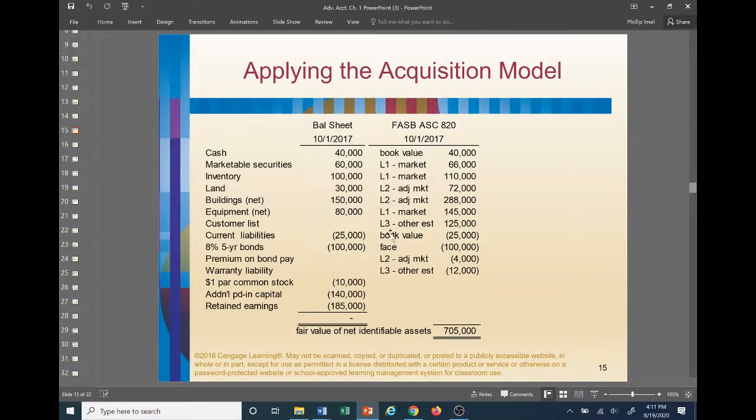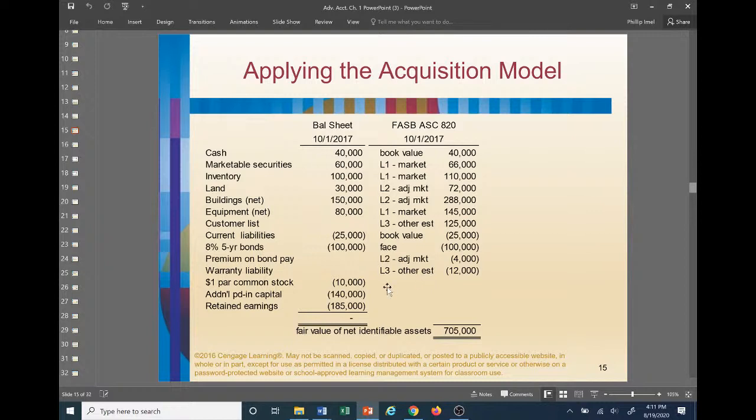The building, same as if it doesn't exist, if it's not actively traded, or if there's not anything that we can compare it to within another market, then we use our own entity's or management's best assumptions as to what the estimate of fair value would be. Level 3 is the lowest level estimate, based upon the acquiring company's view of what they think it would be. Current liabilities, same thing, book value. The face value for the bonds and the premium on bonds payable, once again, level 2, adjusted market, and then the warranty liability, level 3, other estimates. So that's just going to be internal as well.